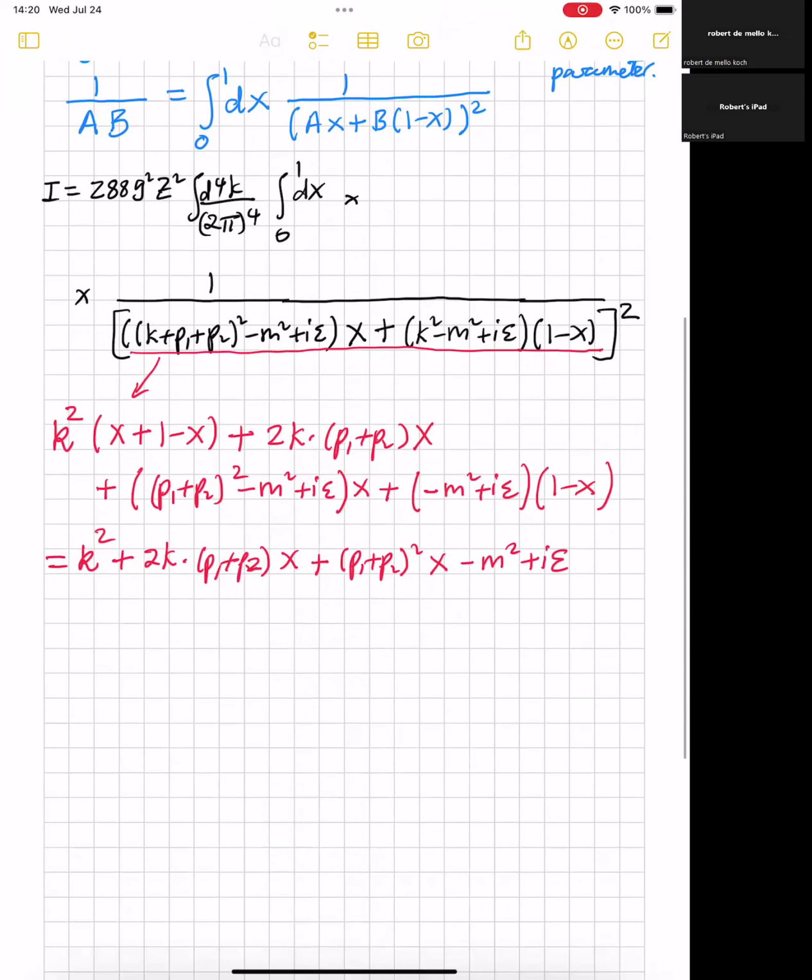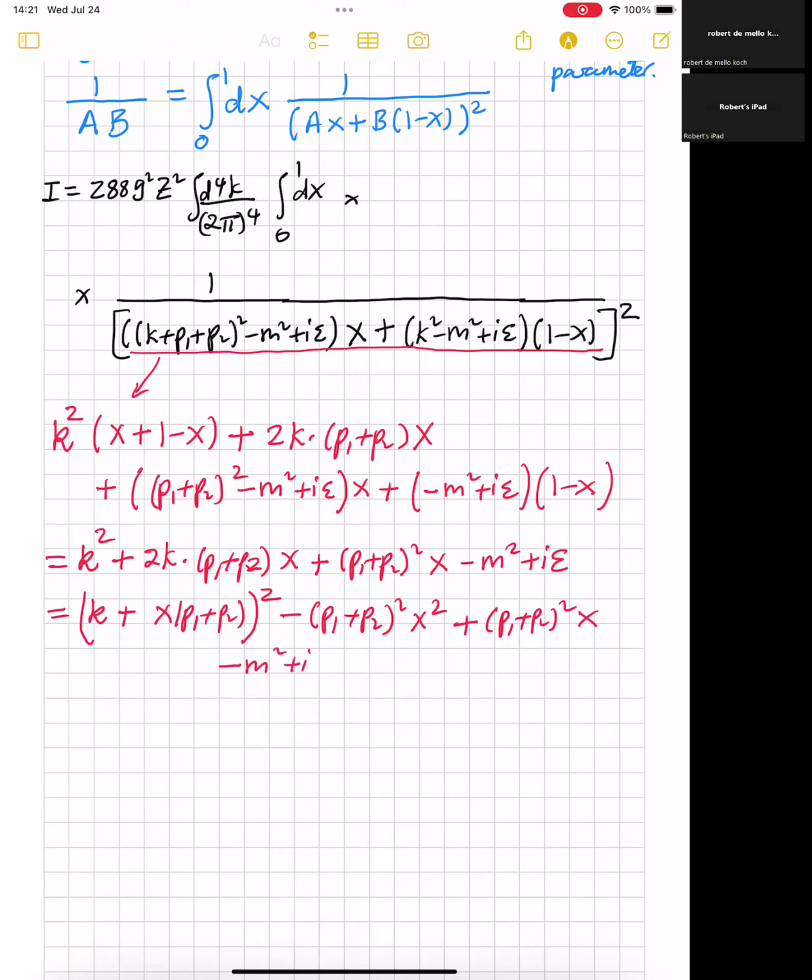Now, what we can do next, and this is a relatively simple step, is that we can complete the square, okay? So this k squared plus the linear term in k can be written as k plus x times (p1 plus p2), squared. So if we square this out, we correctly get the k squared. The cross term gives us 2k dot (p1 plus p2) times x. But now there is a new quadratic term that we need to subtract off. And this will be minus (p1 plus p2) squared times x squared. So that we need to cancel off. And then we should include the terms that we had before, which is plus (p1 plus p2) squared times x minus m squared plus iε.